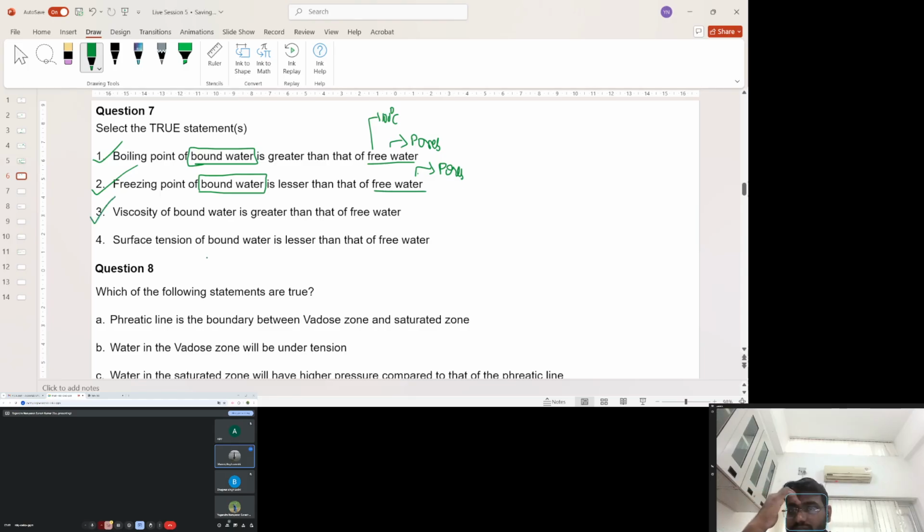Now, the surface tension of bound water is lesser than that of free water. That is not the case because of these attraction forces. The surface tension will be more in case of bound water compared to that of free water. So this statement is wrong. As far as this question is considered, statements 1, 2, and 3 are right.